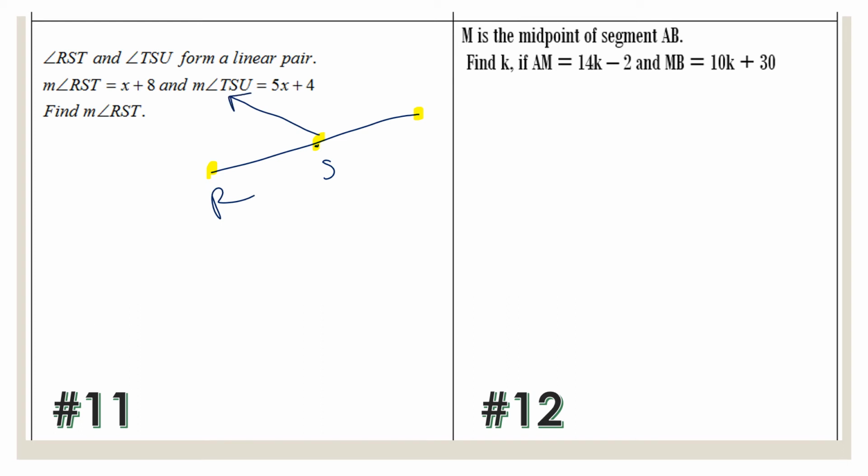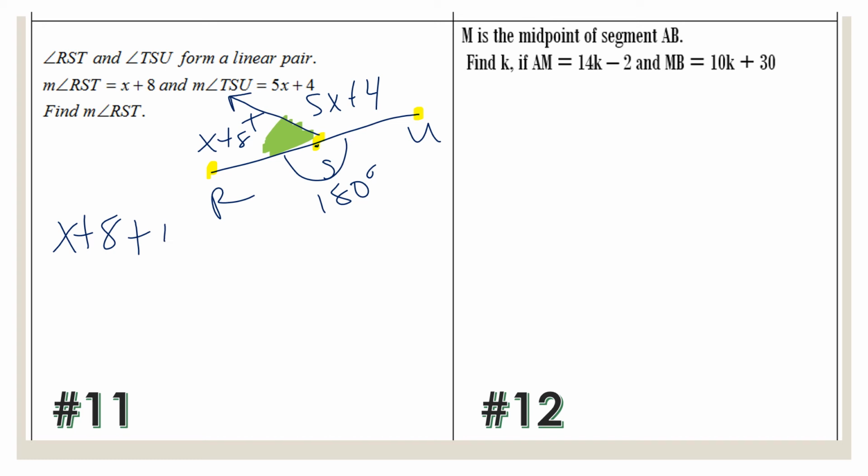RST and TSU. So RST is x plus 8 and TSU is 5x plus 4. Again, we know the whole thing here is 180 degrees. It's asking us to find the measure of this angle here. So what we need to do first is figure out what x equals.